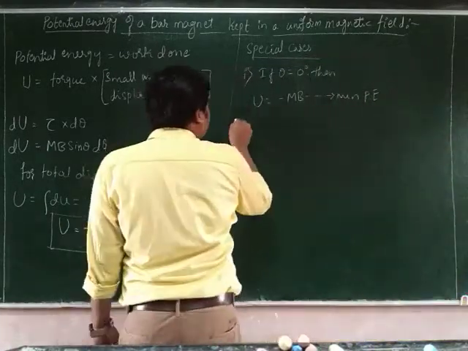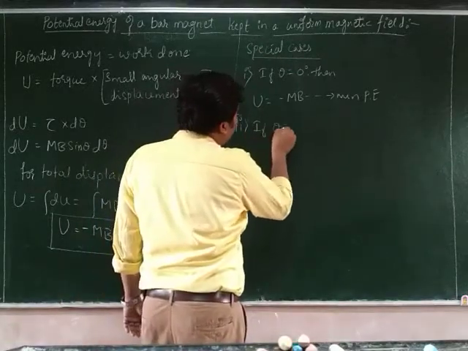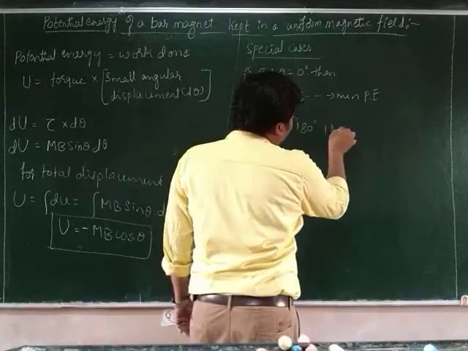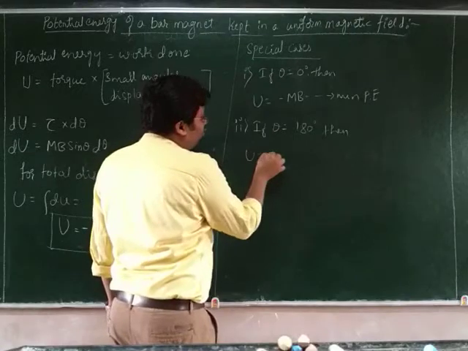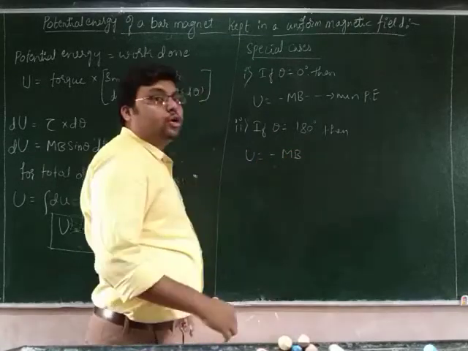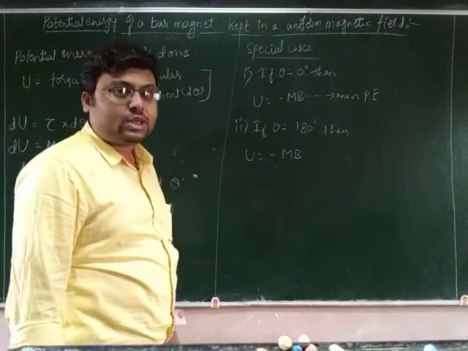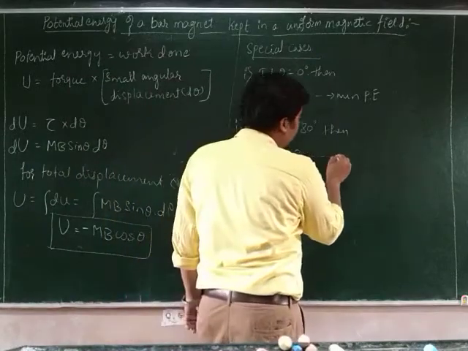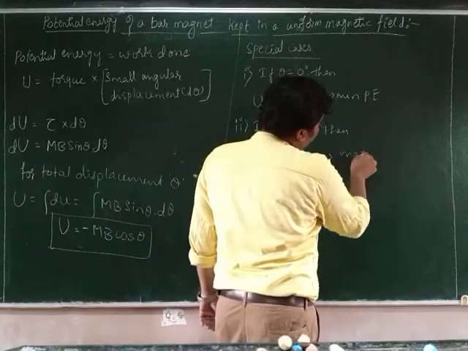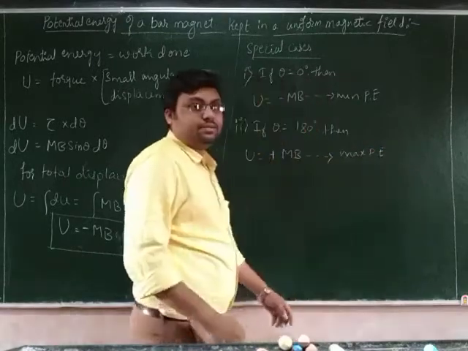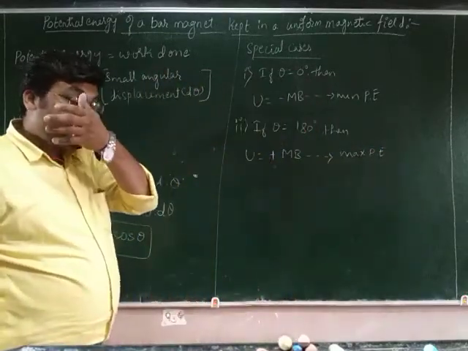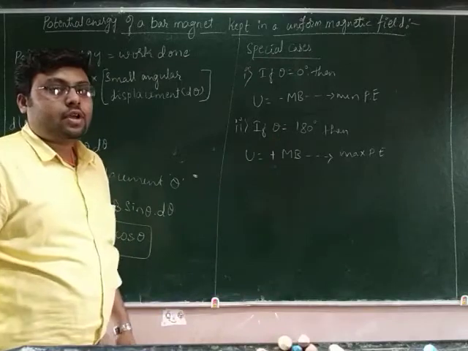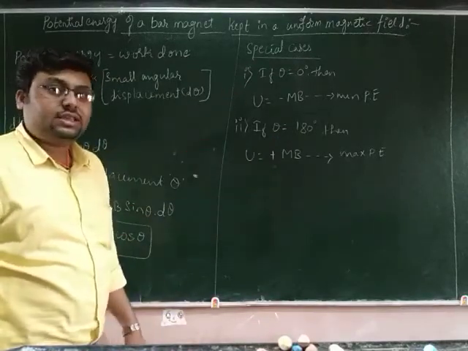Second case, if theta is 180 degree, then U is equal to minus mB into cos 180. Cos 180 is minus 1. So minus 1 into this minus will become plus. So this is the maximum potential energy. When can we get the maximum potential energy for a bar magnet kept in a uniform magnetic field? When theta is 180 degree. When can we get the minimum? When theta is 0 degree.